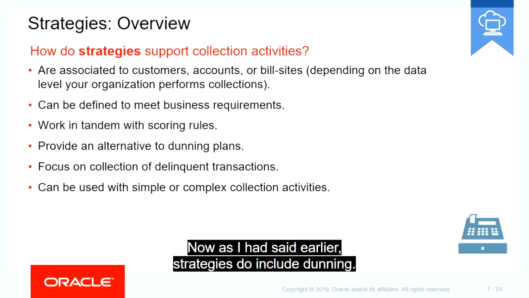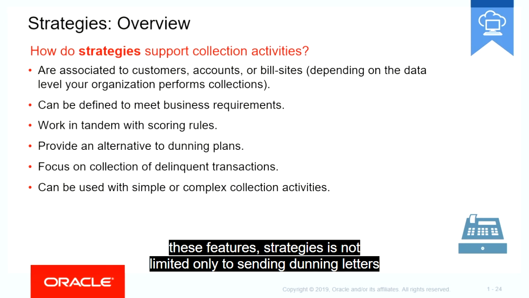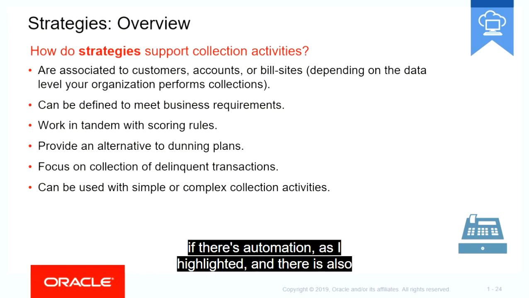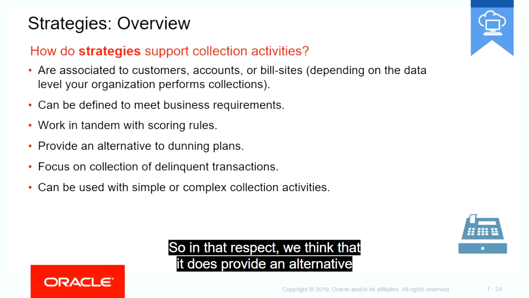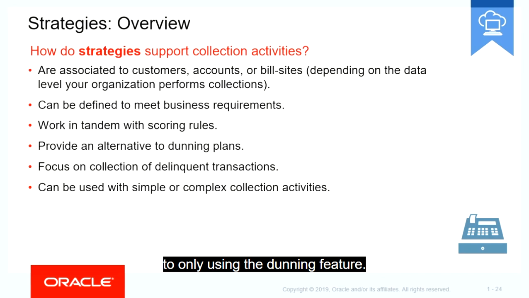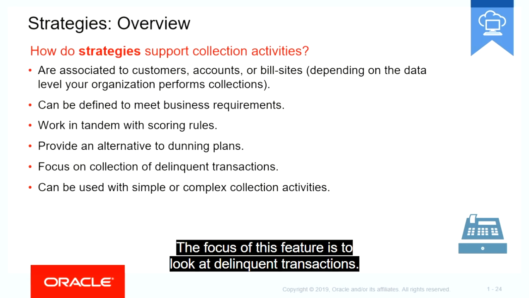Now, as I had said earlier, strategies do include dunning, but they do provide an alternative to dunning. This feature, strategies, is not limited only to sending dunning letters. There's automation, as I highlighted, and there is also the piece of the strategies feature that allows you to assign work items to collectors. So in that respect, we think that it does provide an alternative to only using the dunning feature. The strategies involves dunning plus more. The focus of this feature is to look at delinquent transactions, and by that we mean transactions that are overdue.